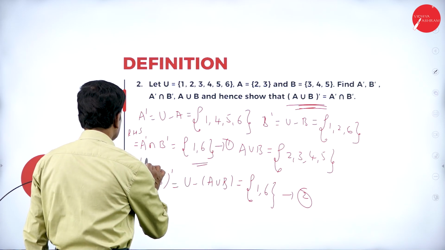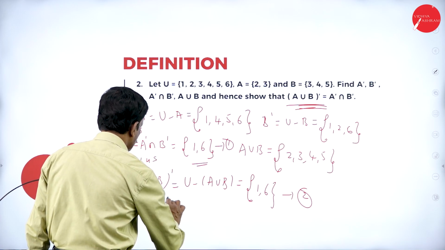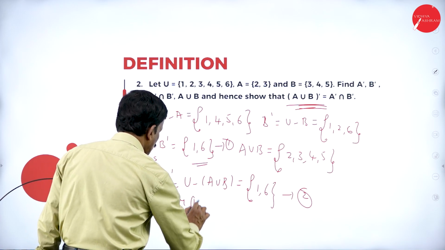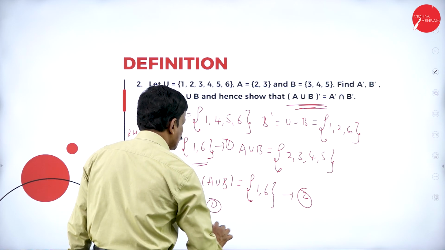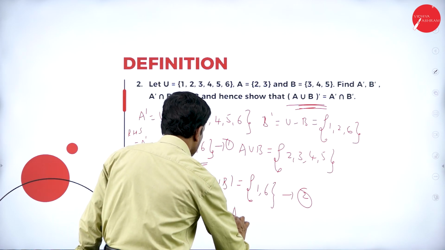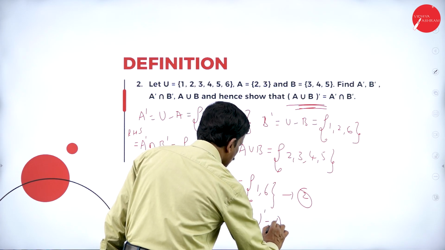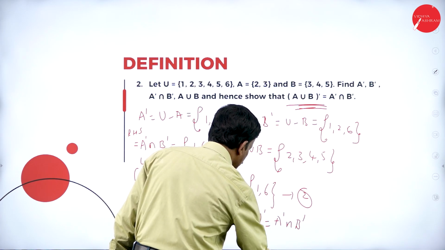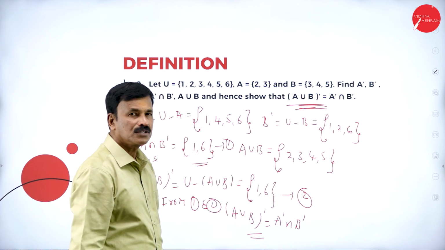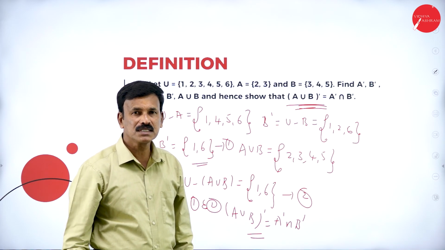This is LHS. So, therefore, from 1 and 2 we can say that LHS is equal to RHS. Therefore, (A union B) whole dash is equal to A dash intersection B dash. That is the well-known law called De Morgan's law.